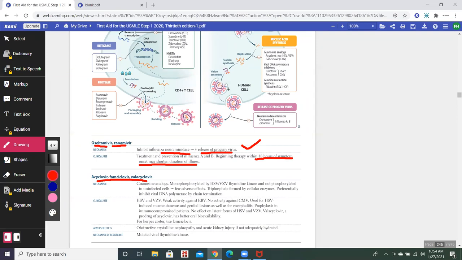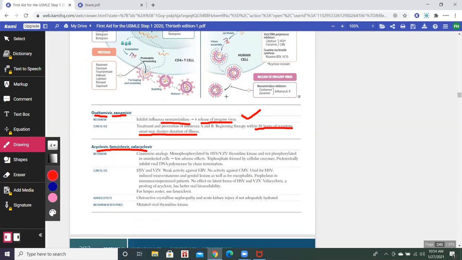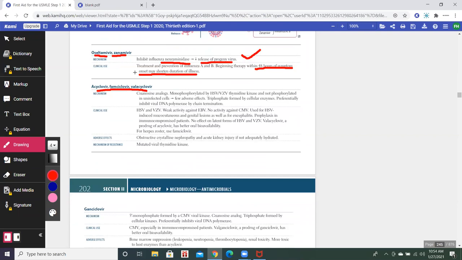Right. So if it has to be phosphorylated, the onset of action will be slower. And if it does not need to be phosphorylated, the onset of action should be better. So acyclovir, famciclovir, and valacyclovir are all guanosine analogs. These are analogs of the nucleic acid guanosine. This has to be monophosphorylated by herpes simplex virus or varicella zoster virus thymidine kinase. This is the word you're looking for.